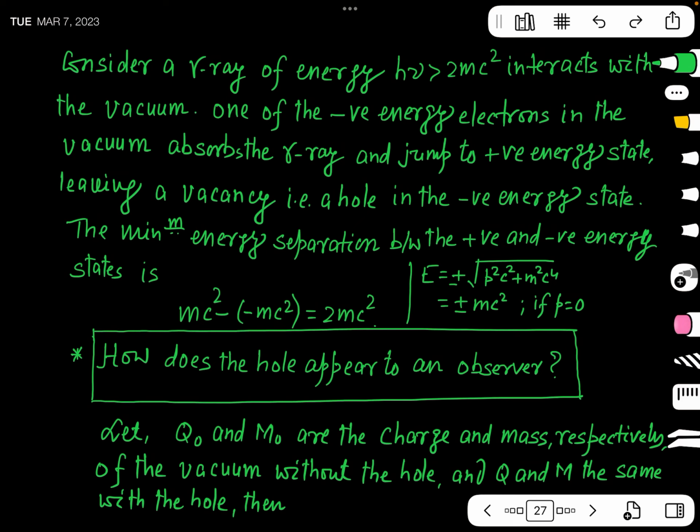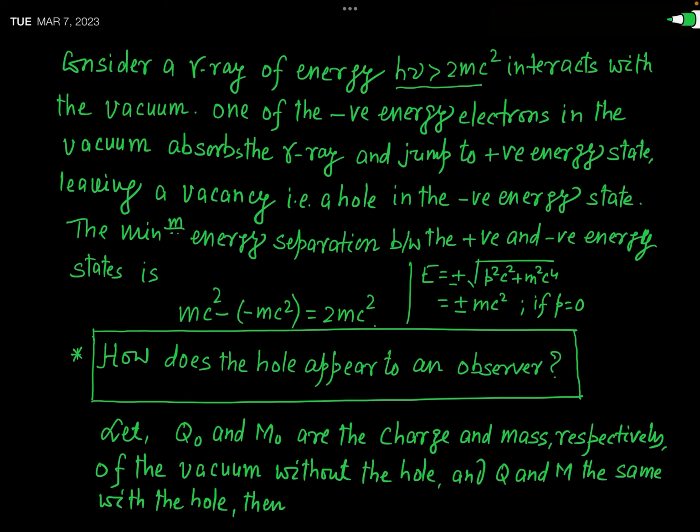And that's why, if we imagine that a gamma ray of energy hν greater than or equal to 2mc². Why 2mc²? Because the minimum energy difference between the positive energy state and the negative energy state is mc² minus (−mc²), that is 2mc².